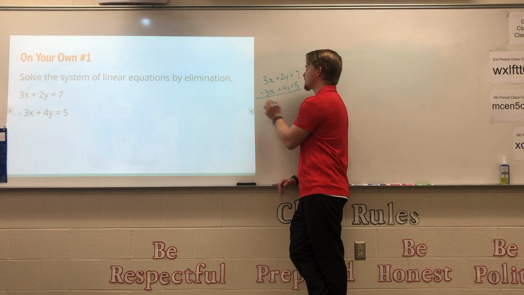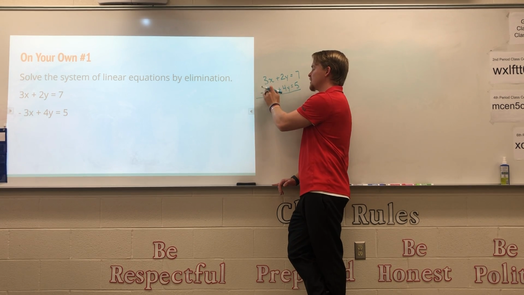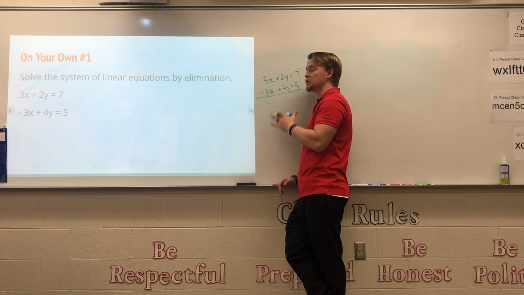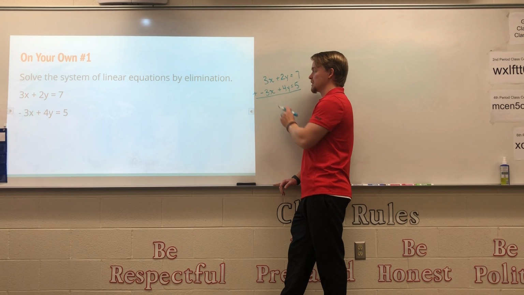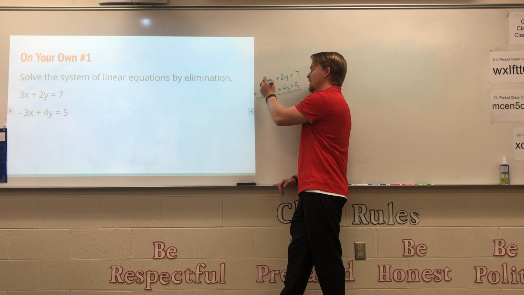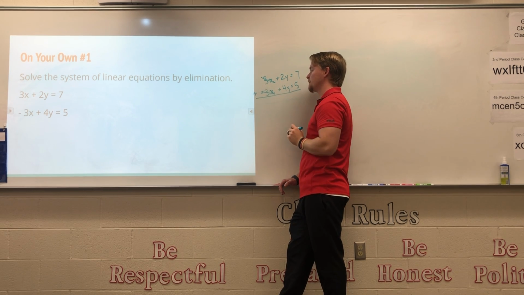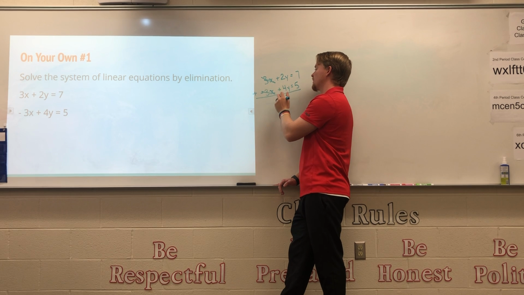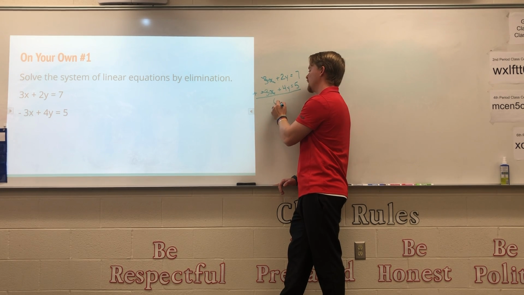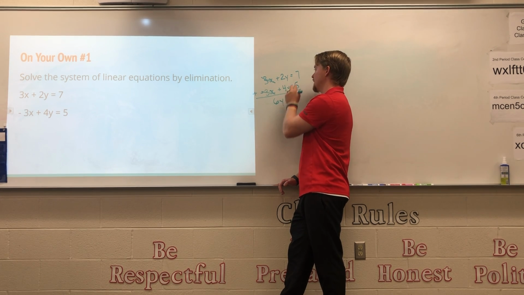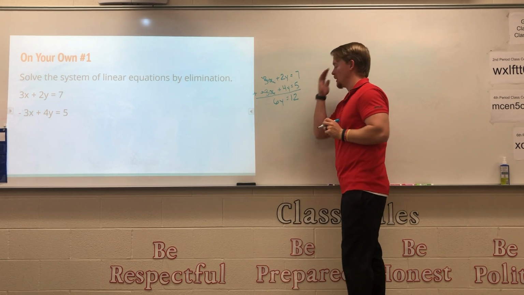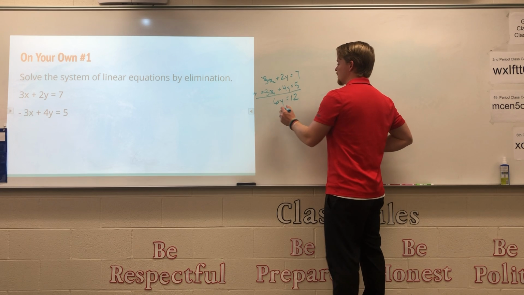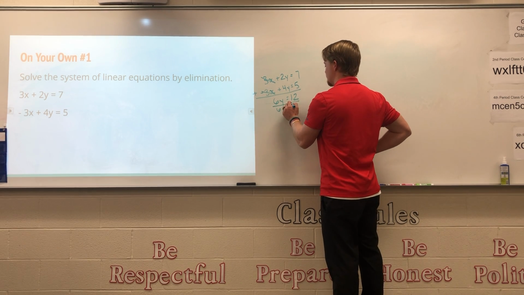So what that looks like is, if we have opposite coefficients, to eliminate those, we need to add the equations. So we're going to add these equations. 3x and negative 3x, when added together, cancel out. 2y plus 4y is 6y. And 7 plus 5 is 12. Okay, so once those are eliminated, then we can just solve. Divide both sides by 6.